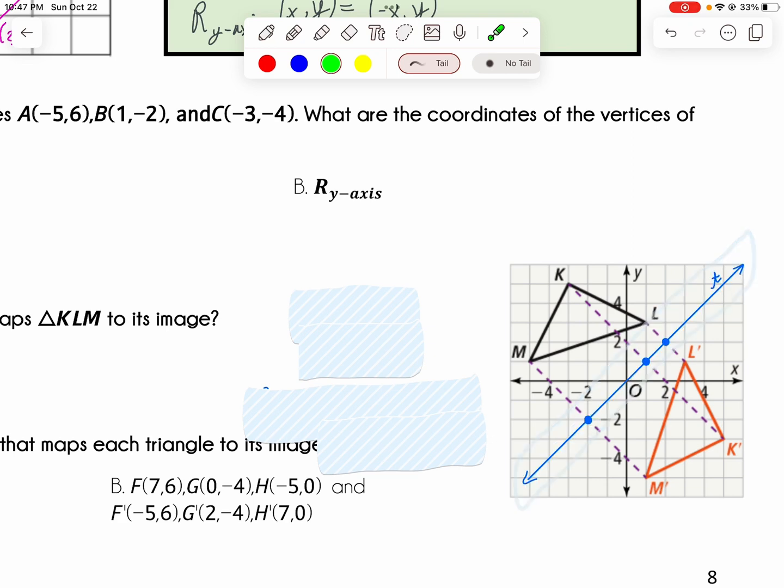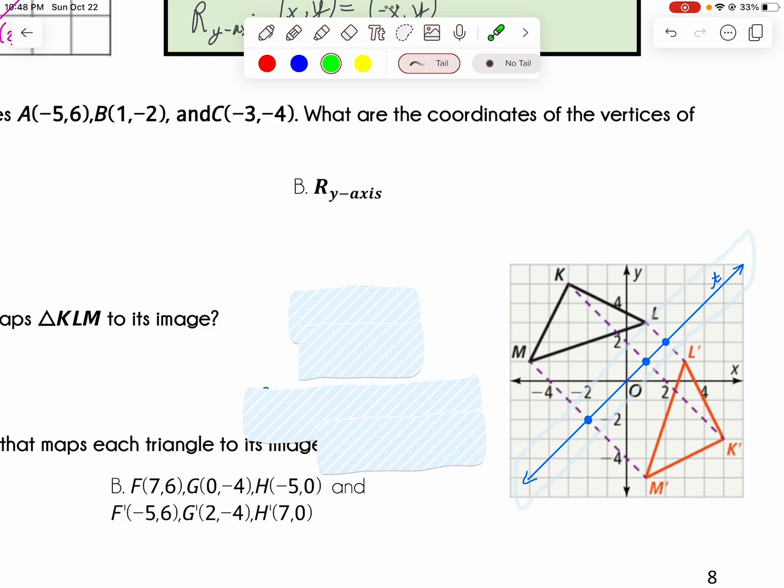Boom. You should have gotten a line that looks like this. Now, one thing to note is the distance from M to here and here to M are the same. K and here are the same. This is something that we've been through before. That's called the midpoint. It goes through the midpoint of that line. Okay?